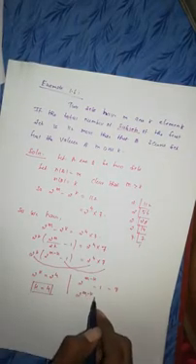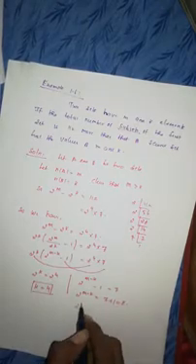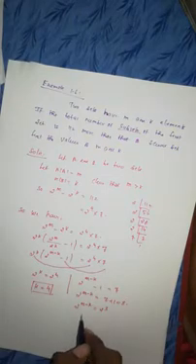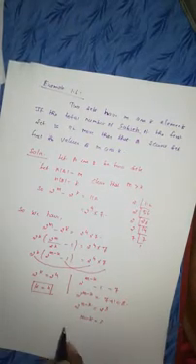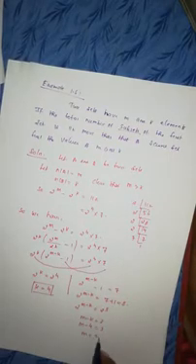Here 2 power m minus k is equal to 7 plus 1, which is 8. I can write 8 as 2 power 3. So from here it is clear that m minus k is equal to 3. Since k is 4, m is equal to 7. So we have found the values of m and k. So m is 7 and k is 4.